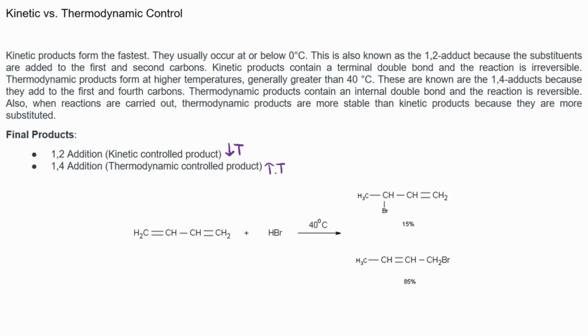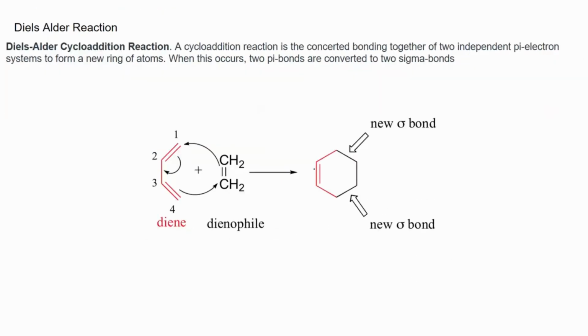Now this kinetic product is usually seen in irreversible reactions, whereas the thermodynamic product is usually seen under reversible conditions. So we can determine, or push, which product we want to form by controlling the reaction conditions. Now the most important reaction we're going to talk about in this module is called the Diels-Alder reaction.